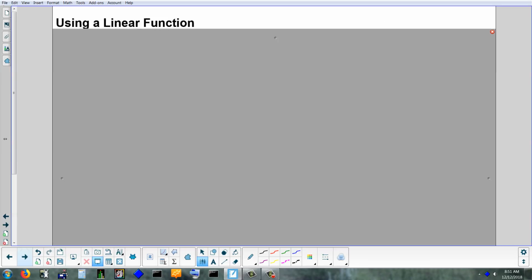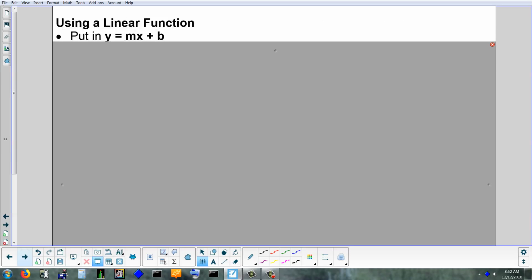Okay, so we got these couple examples. So we've done given slope and y-intercept. We've done given a graph. We've done given two sets of points. Now I want to talk about using a linear function. And we'll do a quick little word problem after that, and we'll be done. All right? So again, same deal. We're going to put it in y equals mx plus b, just like everything else that we've done today.